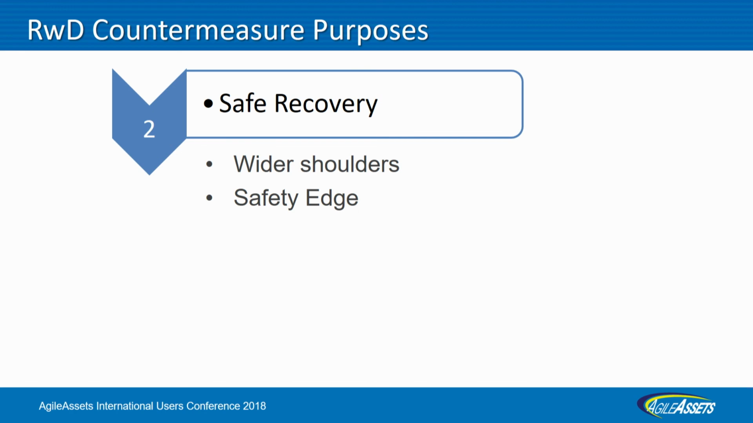Under safe recovery, we're trying to provide wider shoulders. We're utilizing a lot of safety edge on our paving jobs, and if you're not familiar with that, safety edge is sort of a wedge that's added to the edge of the pavement. There's a special shoe put on the paver, and it basically allows a vehicle to more easily climb back up onto the road without catching their wheel on the road and ultimately causing a rollover and things like that. So we're seeing a lot of success since we've implemented utilizing that.